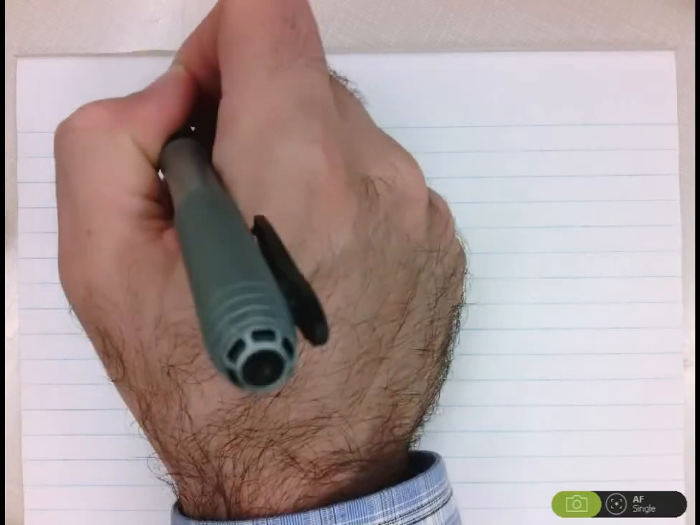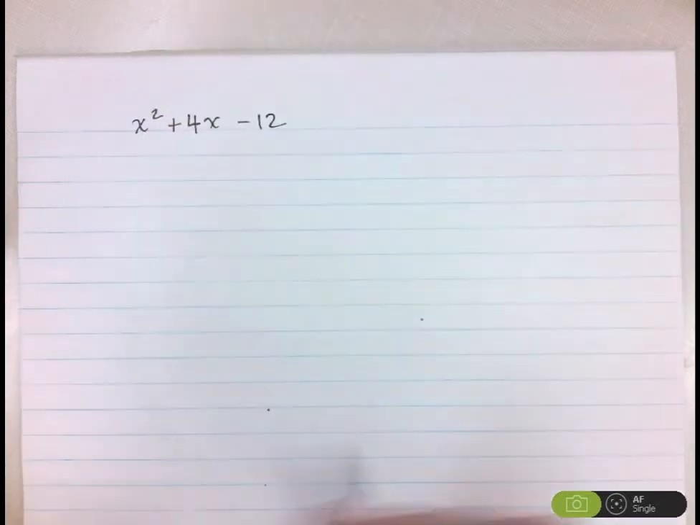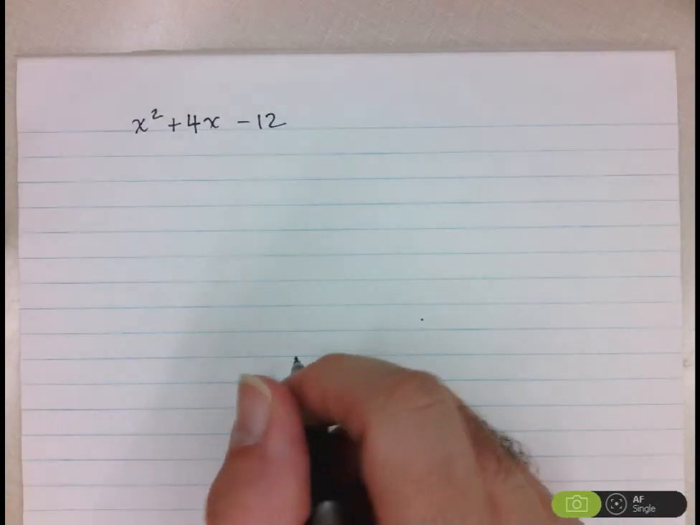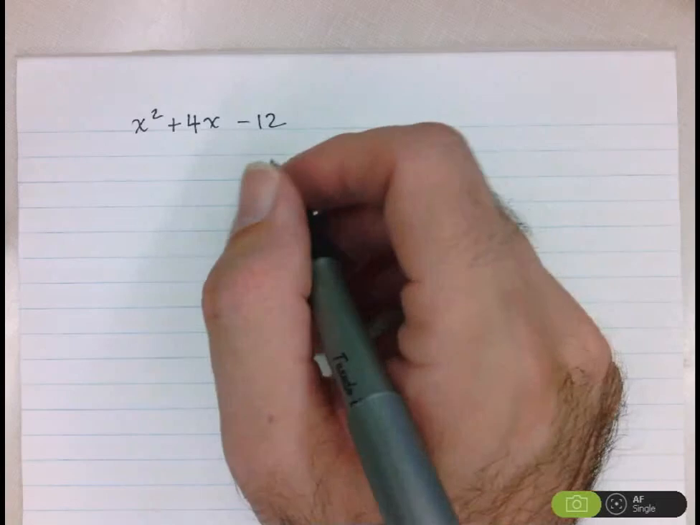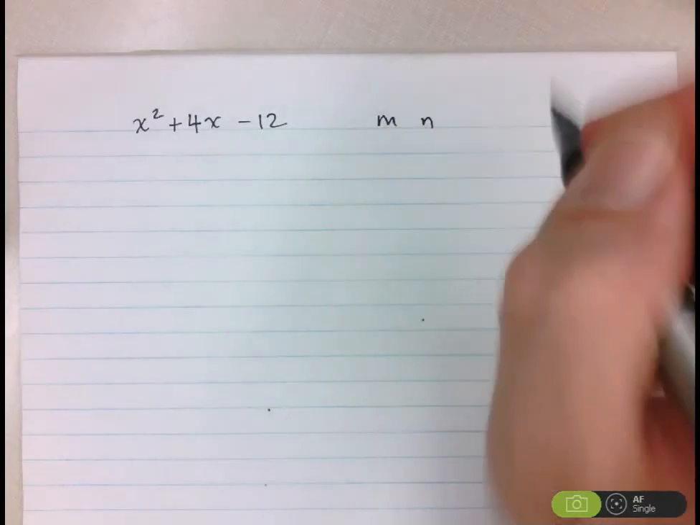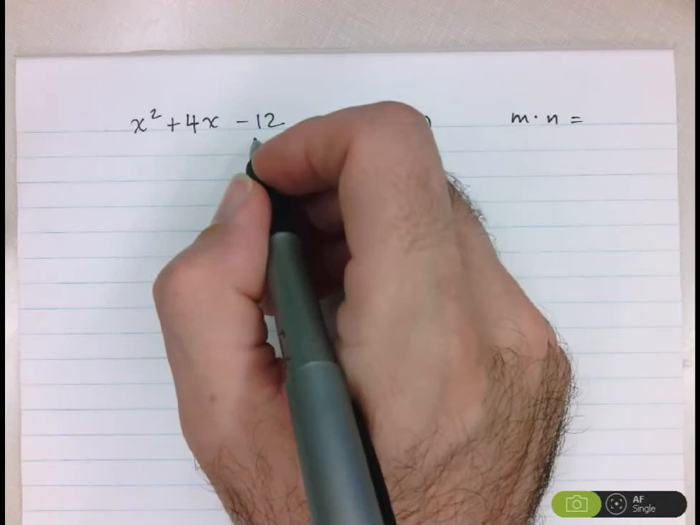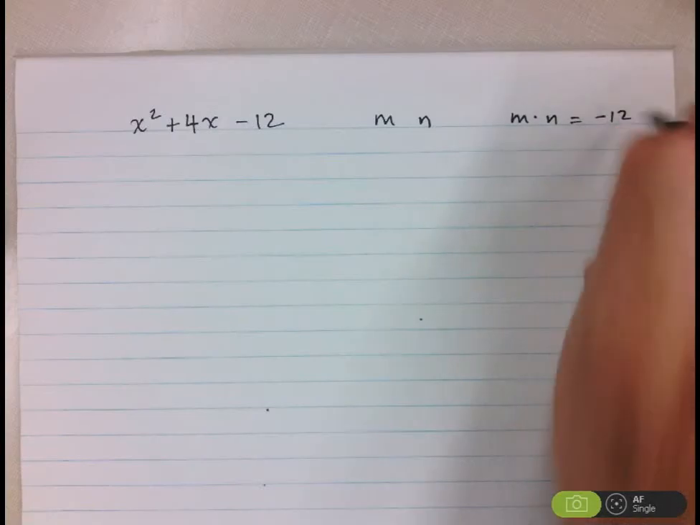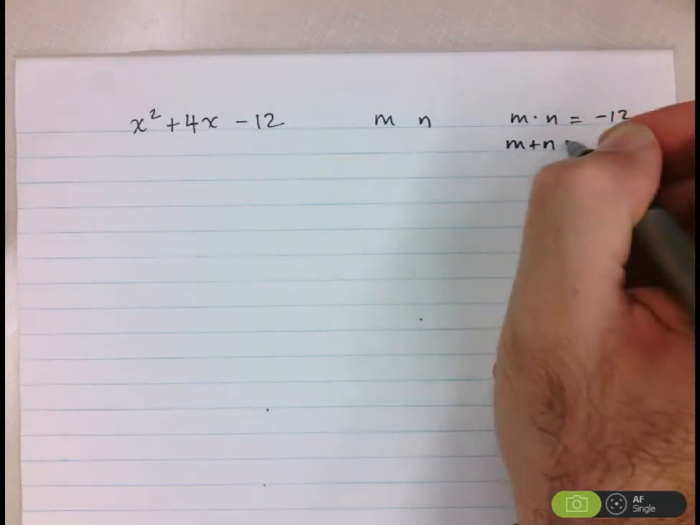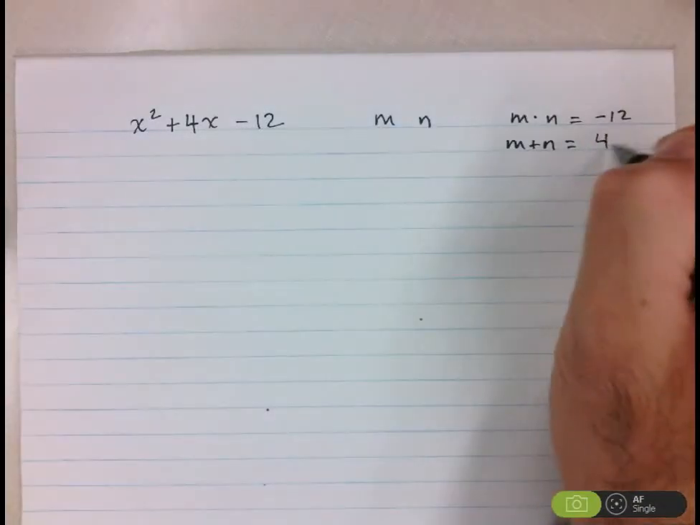So let's see. Let's take, how about this one here? Let's take x squared plus 4x minus 12. Let's take something that has a subtraction here. So we're looking for m and n. And m times n has to be equal to our c value here, -12. And m plus n has to be equal to our middle term, our b value here, which is 4.